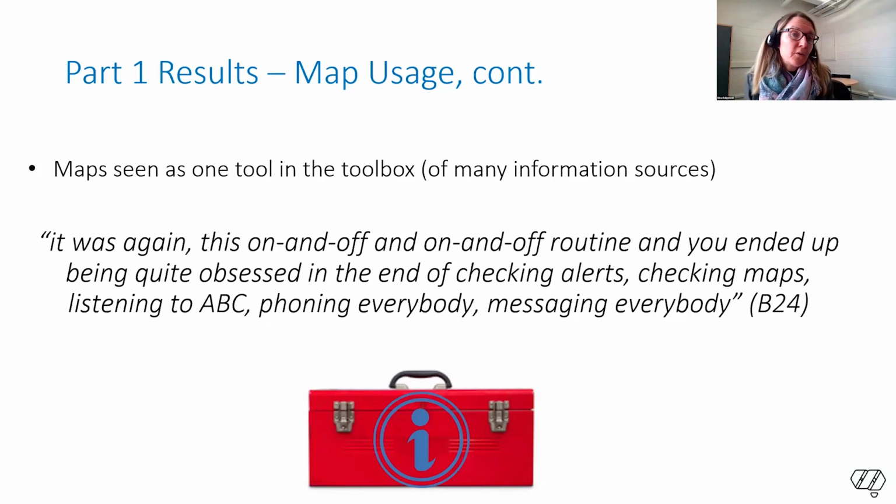But even though maps were very well used across our sample, maps were seen as one tool in a box of many information sources. So someone from Tasmania noted to us, "It was again this on and off routine. And you ended up being quite obsessed in the end of checking alerts, checking maps, listening to the ABC, phoning everybody, messaging everybody." So people spoke with us about a number of different ways that they were looking for information or receiving information, maybe radio, informal and formal networks, warnings, etc.